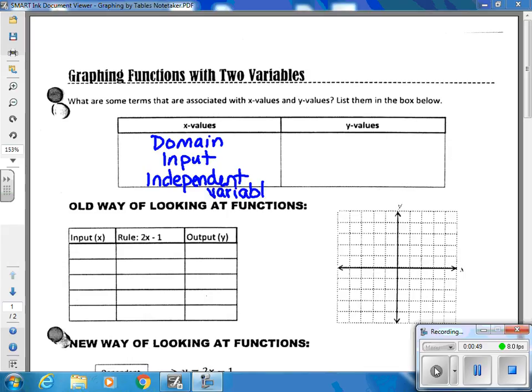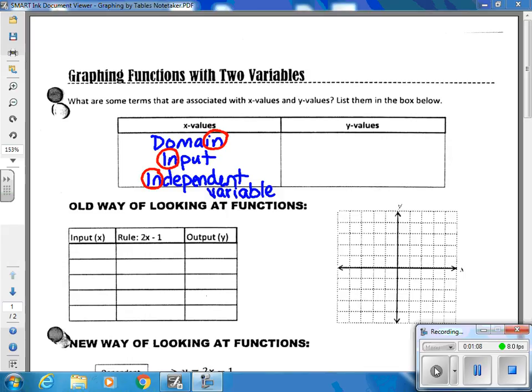Okay, so the easiest way to remember all of these words is that they all have the letters IN in them, either at the end of the word or at the beginning of the word. All right, and that's how you can tie them all together. So your x values are going to be the domain, where that's in, the input, which is in, and the independent variable, which is in. The y values do not have that going on.